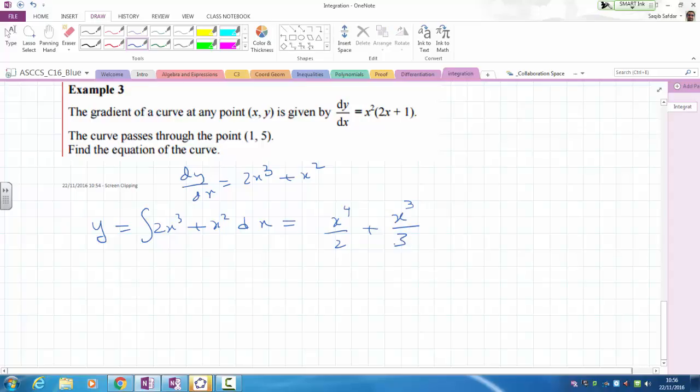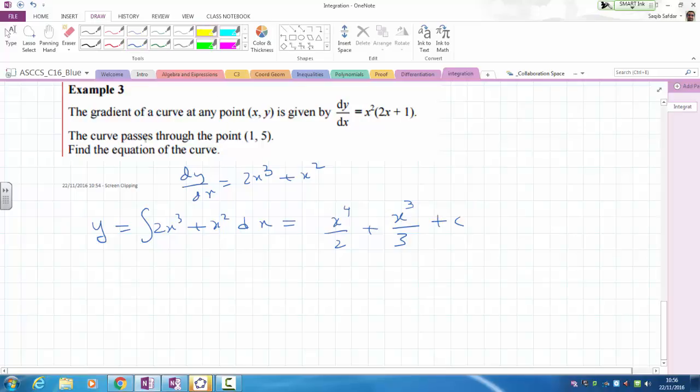Is that okay, Whitney? Okay, let me come back to that. So when we're integrating, you raise the power by 1, divide it by the raised power, and then what else do we need? What's missing? C. Plus C. Okay.